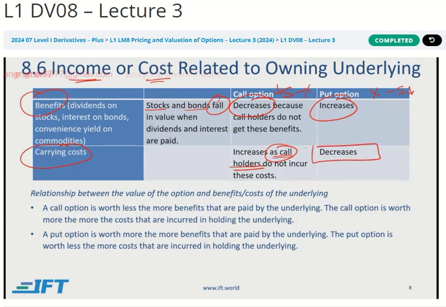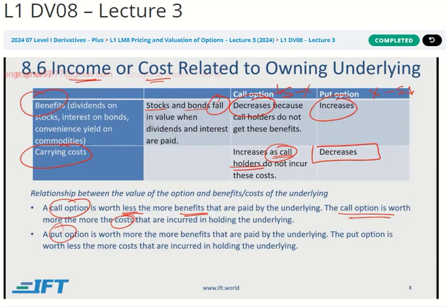However, for a put option, it is going to be the other way around, because you have the right to sell the asset, which means you probably are holding the asset, and therefore you are going to have to pay these costs. So a call option will be worth less because of the benefits, because they reduce the value of S, and it will be worth more if the costs are more, since you are not holding the asset, somebody else is holding it for you.